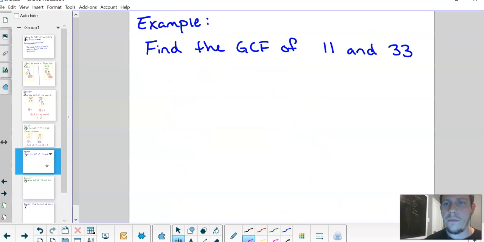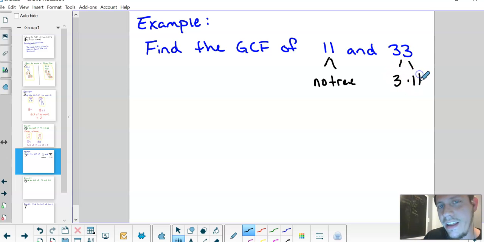All right, got a couple more for you. What about the GCF of 11 and 33? We can break them down into their factor trees, but what do you know, 11 happens to be a prime number. Think about it. You can't write 11 as anything other than 1 times 11. You can't divide it by 2. 11 is a prime number, so you don't have to build a factor tree. There's no tree for this one, so we just leave it alone. What about 33? Well, 33 is actually the product of 3 and 11.